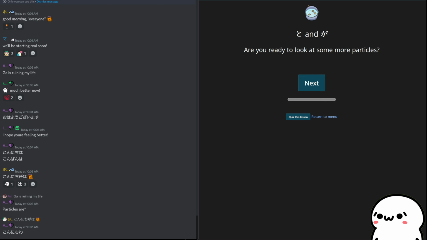Today's topic, we are jumping into two particles, a smaller and a larger. When I say larger, I mean very, very large particle usages. We'll be talking about to and ga today. Unfortunately, we will not cover every instance of ga that there is. That's impossible, but we'll get through as much as we can. We'll start with the easier one, to.